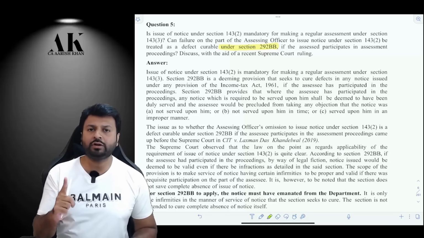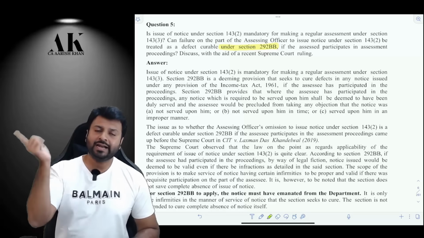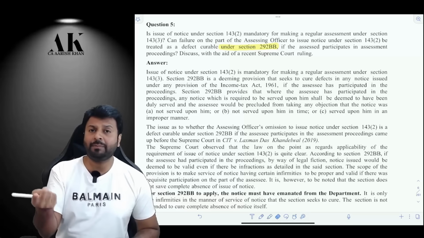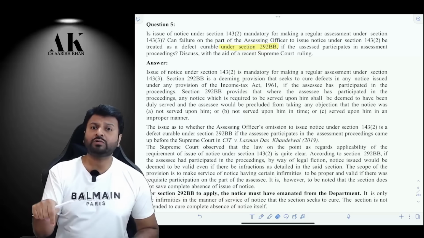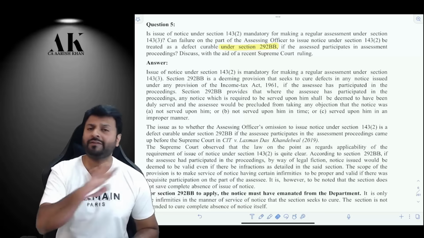If you want to attract 292BB, the notice has to be given to the assessee, and in that case, the notice can be late, the notice can be improper. But if you have not given the notice and then you want to attract 292BB and say that the assessment is deemed to be valid, you cannot say that.